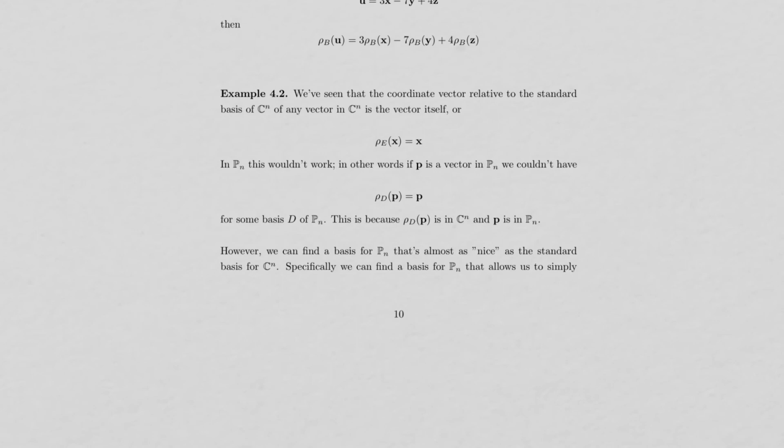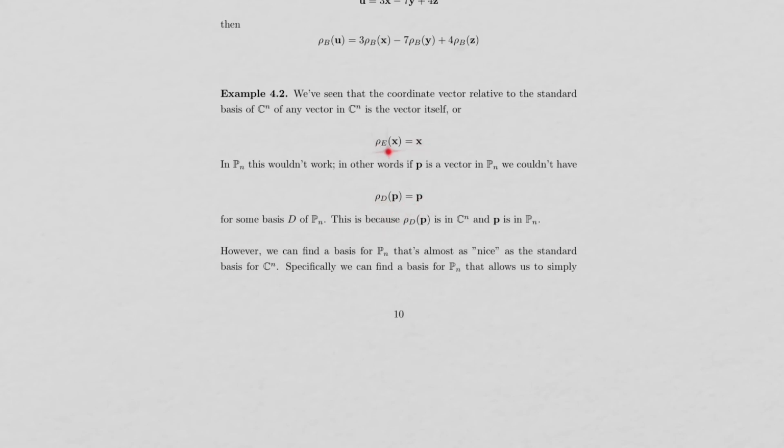Earlier, we talked about the standard basis for Pn, and in this example, we derive it based on the characteristics we would like it to have. Remember, we saw that in Cn, where E is the standard basis for Cn, the coordinate vector of any vector x in Cn relative to the standard basis is just equal to x itself. Now, it's a common mistake to try to do this in Pn. If P is a vector in Pn, it is not the case that the coordinate vector of P relative to some basis D is just equal to P.